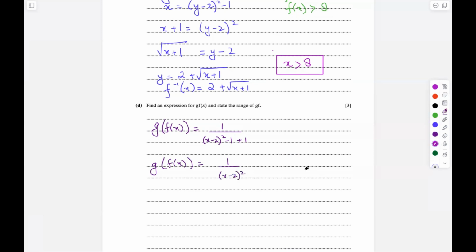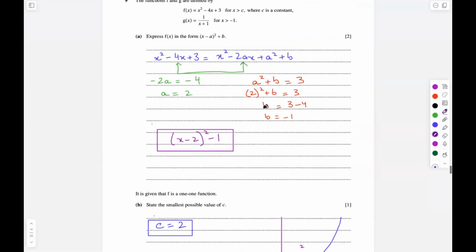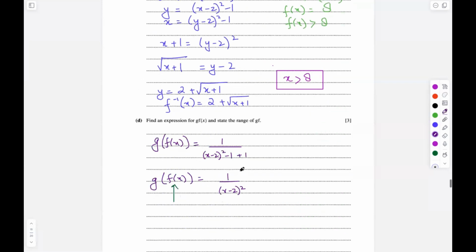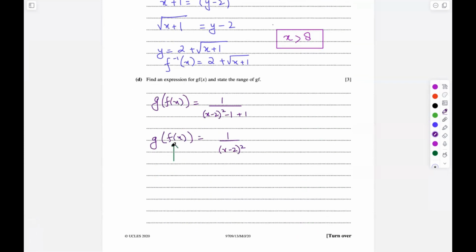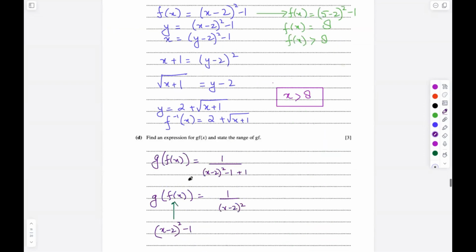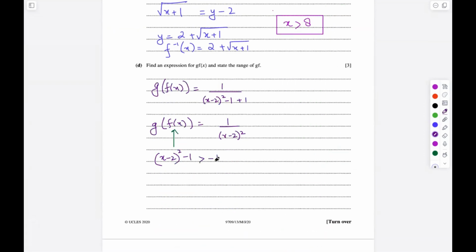Now to find the range of g of f, what we first must understand is that in the function g of f, in place of x, we have the values of f of x. So, f of x was x is greater than c, and for g of x, x was greater than minus 1. So we can see that this function f of x must be greater than minus 1. So the function f of x was x minus 2 whole squared minus 1, and as the domain for g of x was x greater than minus 1, we can write that this will be greater than minus 1.